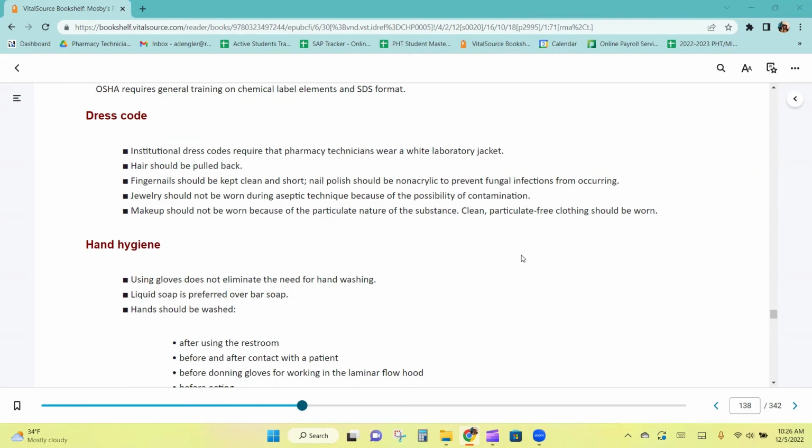Your hair should be pulled back. Fingernails should be kept clean and short. Nail polish should be non-acrylic to prevent fungal infections from occurring. Jewelry should not be worn during aseptic technique because of the possibility of contamination. Makeup should not be worn because of the particulate nature of the substance. Clean, particulate-free clothing should be worn.